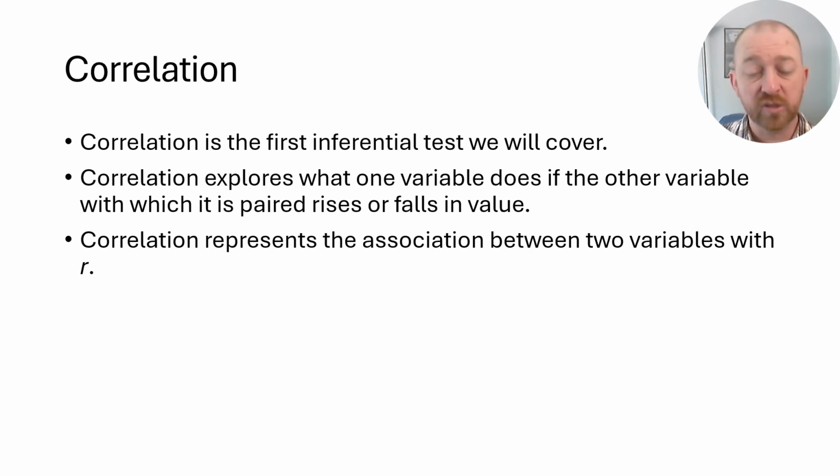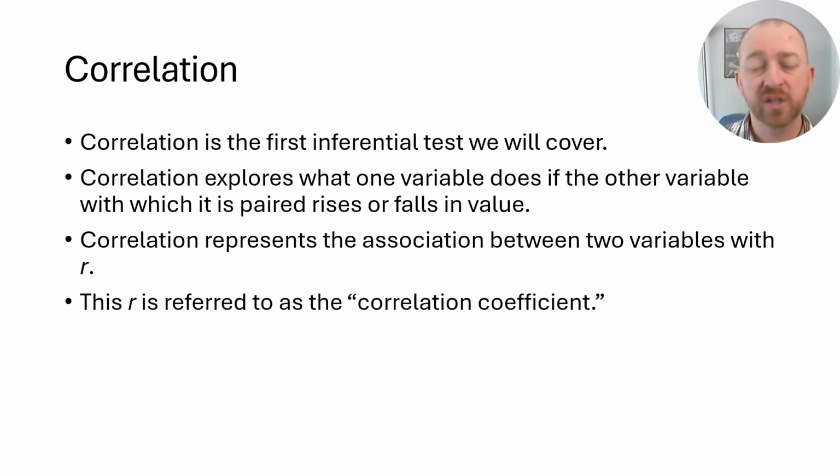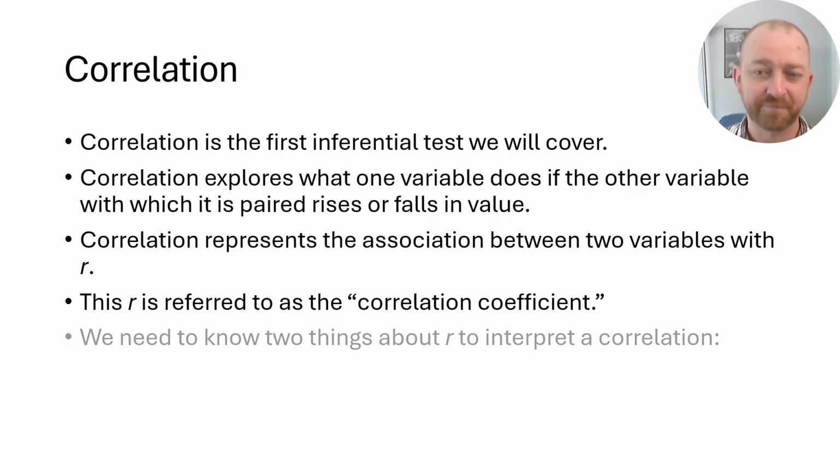So we represent correlation with the letter R, the lowercase italicized letter R, the Roman letter R. That is called the correlation coefficient, and we'll just refer to it as the correlation. We'll refer to it as R. We can also call it the correlation coefficient. All of that is perfectly fine.